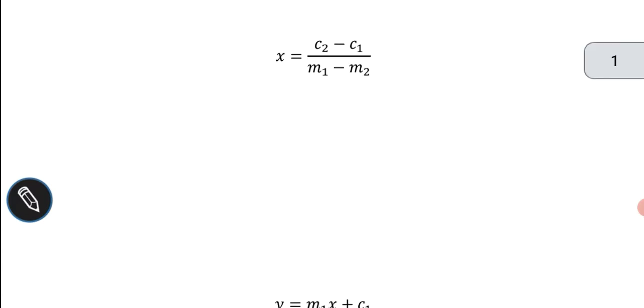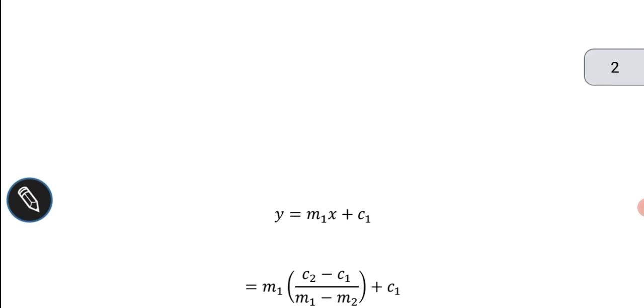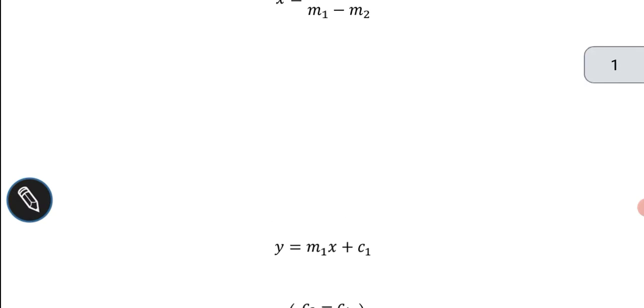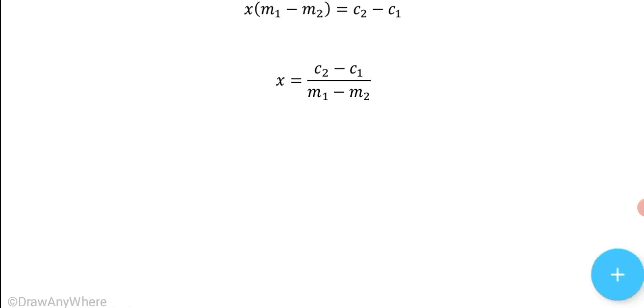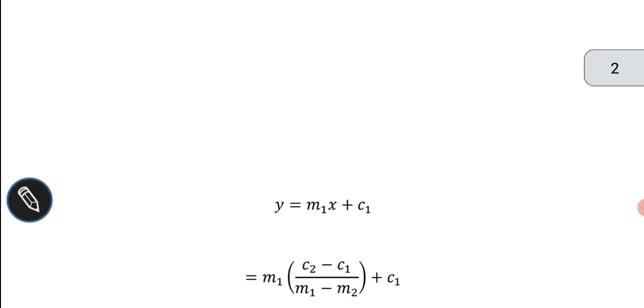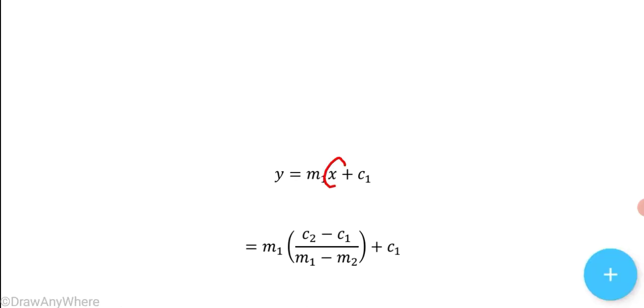Now we have to find the corresponding y coordinate. Write equation 1 or 2, because we are solving equation 1 and 2, so using equation 1 or 2 we can find the y value. The x value we have already calculated: x is equal to c2 minus c1 divided by m1 minus m2. So write equation 1, y is equal to m1x plus c1.